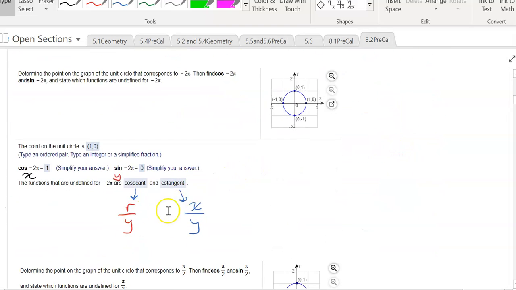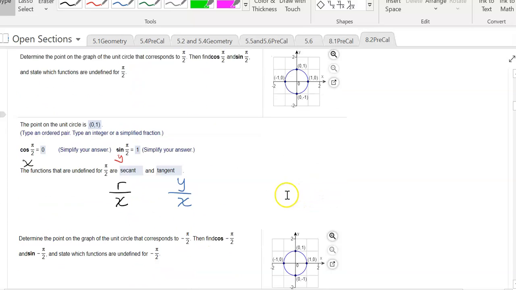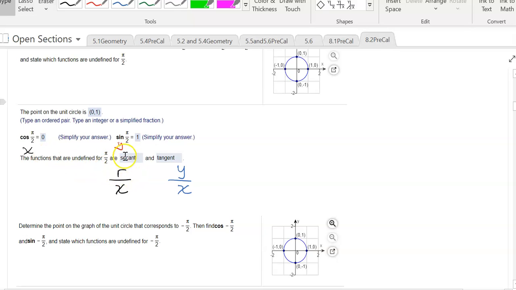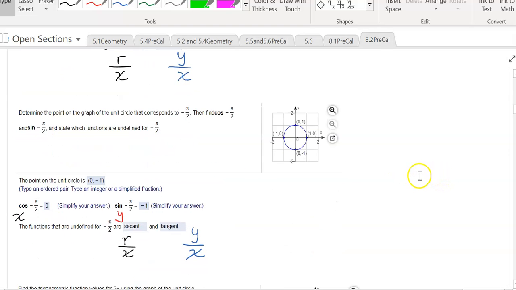And so when we're dealing with this, and we have y's on the bottom, we can see our y value is indeed 0. So we can't divide by 0, so that's why they're undefined. Same thing here. They're undefined here because our x's are 0, and we're dividing by 0, which we cannot do.